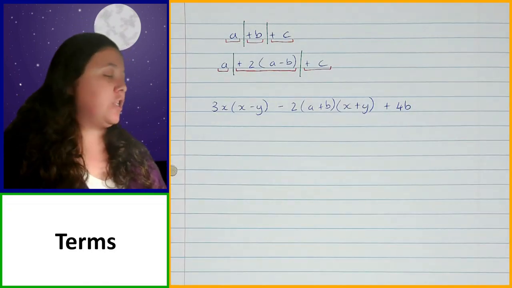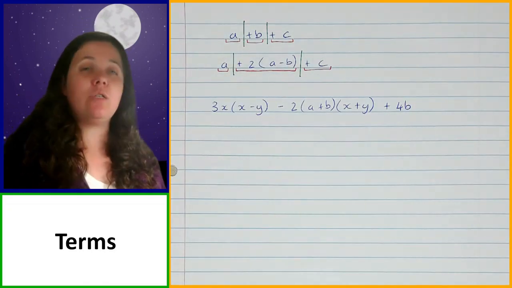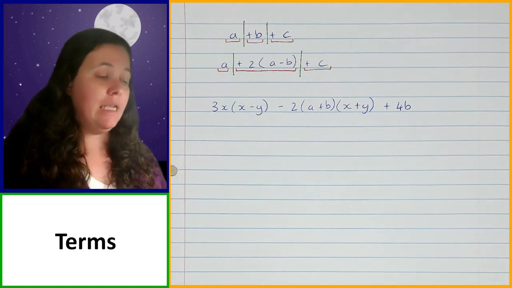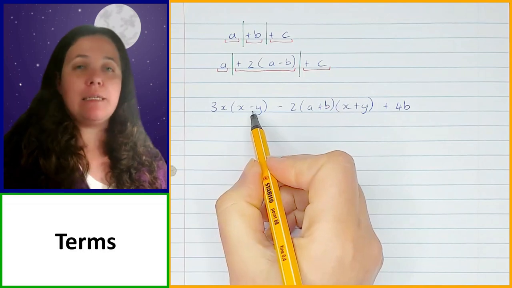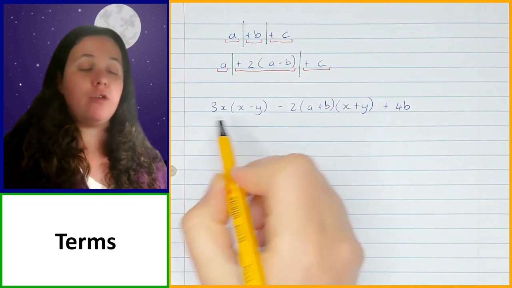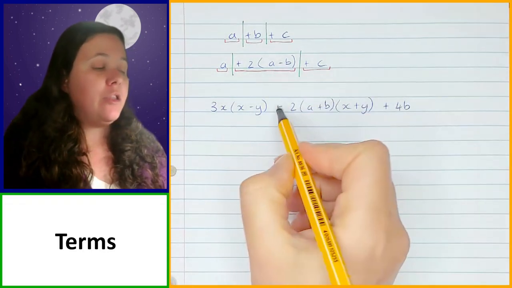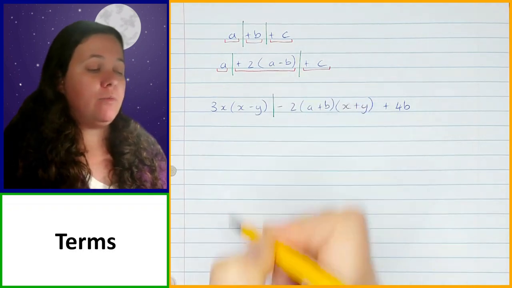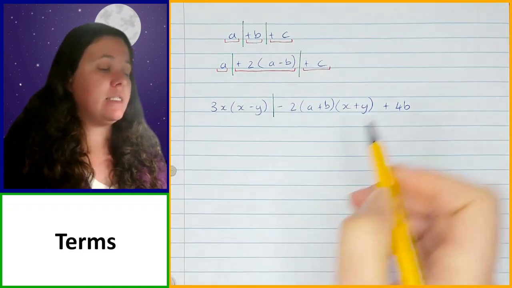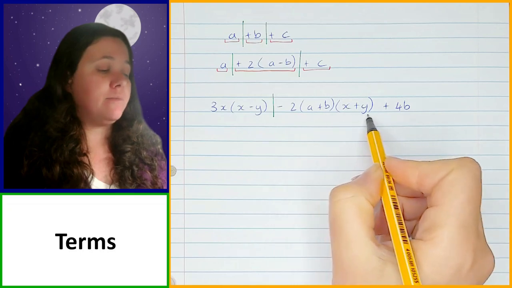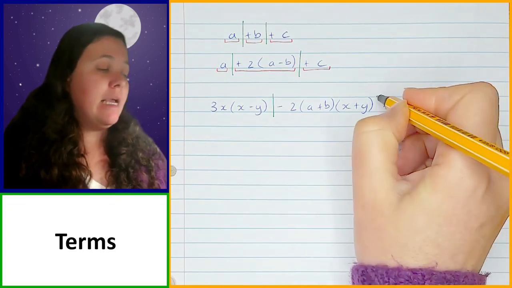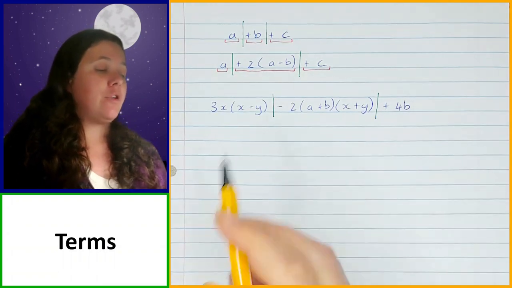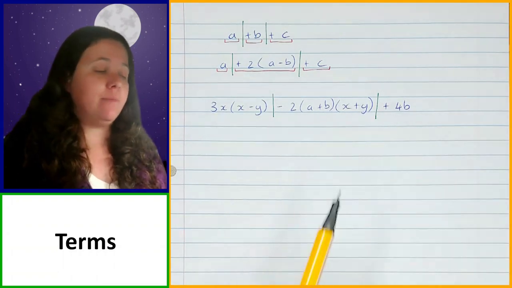Okay, so in this example over here, I'm going to find all the pluses or minuses that are not inside brackets. So over here, this minus is inside brackets, so it doesn't count in terms of separating my terms. This one is not inside brackets, so I'm going to put a term line over there in front of the minus. Then over here, I've got all one term until I get to this plus, which is not inside brackets, and I put my term line over there. So I've got three terms in this expression over here.